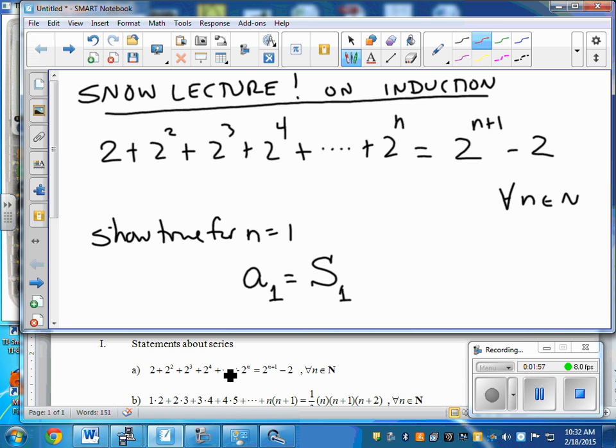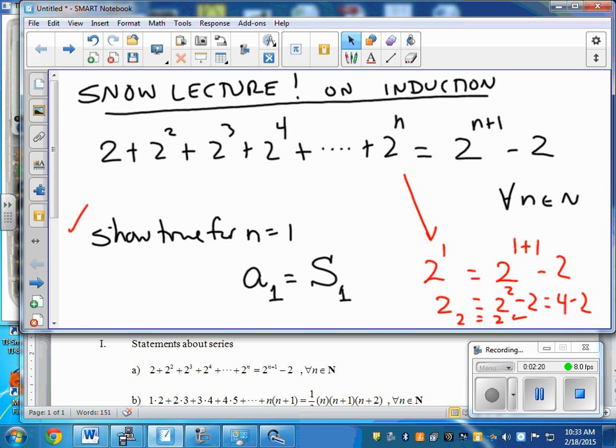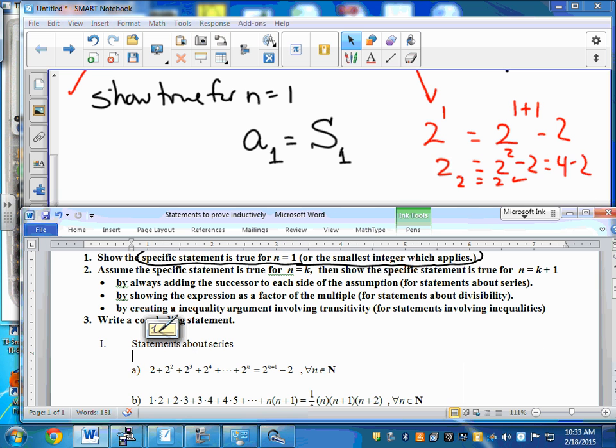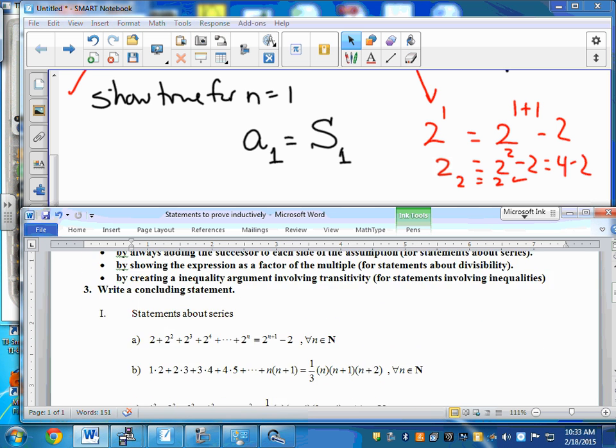For this case, we have to show 2 to the first, which comes from here, is the same as 2 to the 1 plus 1 minus 2. If this is true, then we've completed the first step. So 2 to the first is 2. This is 2 squared minus 2, which is 4 minus 2, which is 2. Okay, so 2 does equal 2. That's a true statement. You might want to try following this template for some of these other statements about series. But there are other types of statements that can be proved inductively besides series.